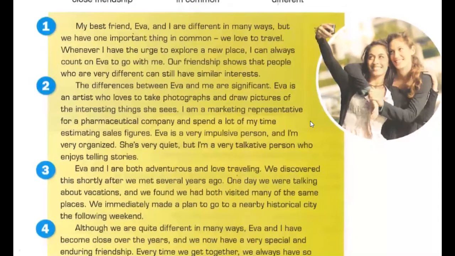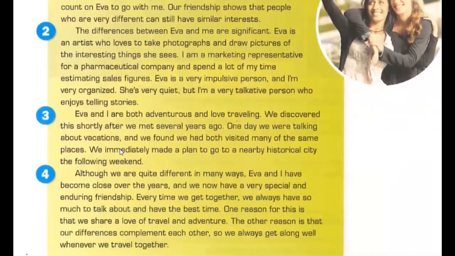Eva is a very impulsive person and I am very organized. She's very quiet, but I am a very talkative person who enjoys telling stories. So these are the differences between Eva and me. Me refers to the author. And so now move to the next paragraph. Eva and I are both adventurous and love traveling. So this is the similarity.